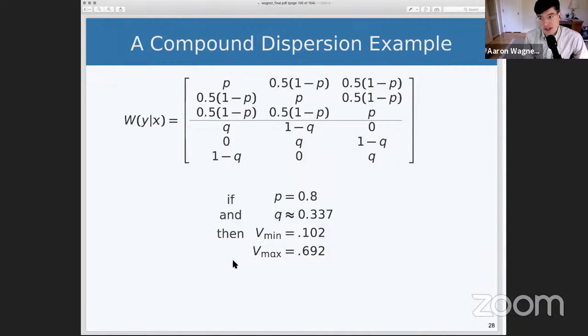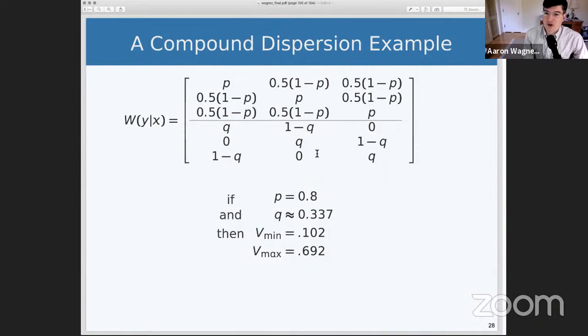So here's one example. We'll see others later. This is a 6x3 example, 6 inputs, 3 outputs. It's basically 3 symmetric channels pasted together, and each of the constituent channels is symmetric. For this 3x3 channel, a uniform input induces a uniform output and is capacity achieving, and the capacity is log of 3 minus the entropy of one of these rows. Likewise, for this 3x3 matrix, uniform input gives a uniform output, is capacity achieving, and the capacity is log of 3 minus the entropy of one of these rows.